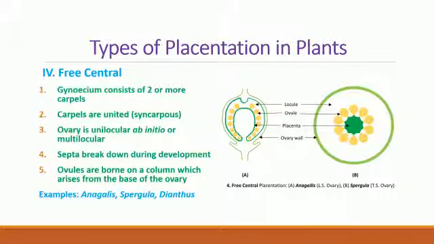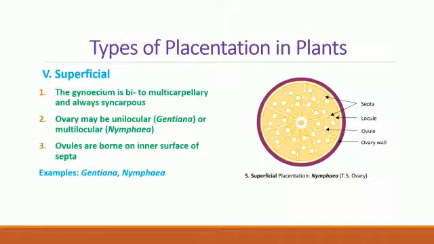Alternatively, the placenta may consist of a stalk bearing an umbrella-shaped placenta, the entire surface of which is studded with ovules. In superficial placentation, the gynoecium is bi- to multicarpellary and syncarpous. The ovary is multilocular, as in Nymphaea, or unilocular, as in Gentian. The ovules are borne all over the inner surface of the locules or loculi, especially over the septa.